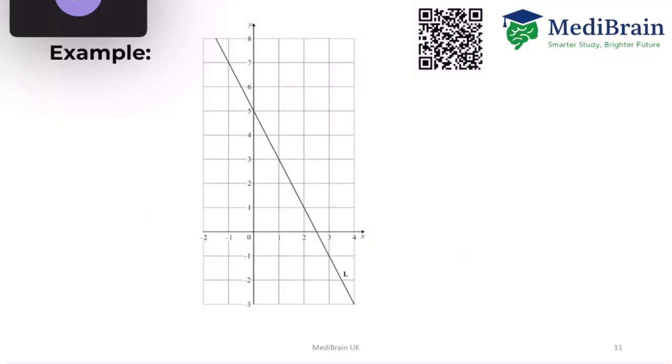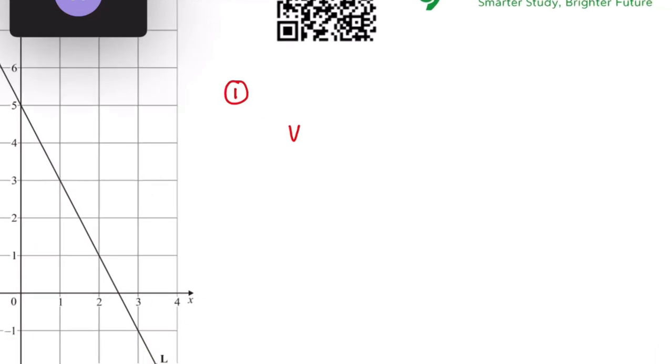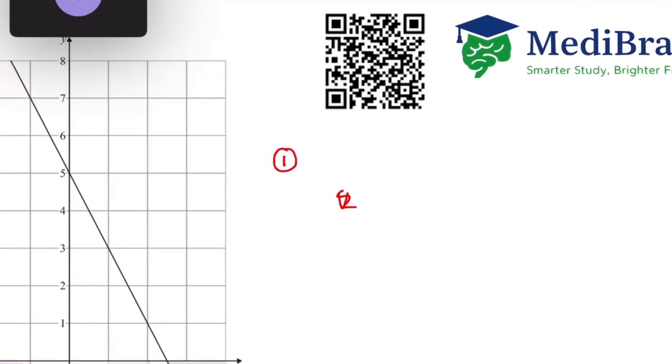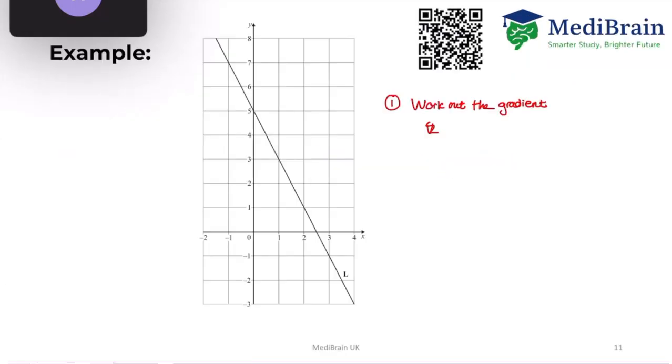Okay, so now, what if we needed to work out the equation of a line from a graph? Okay, you're given a graph and it says work out the equation of a line. Okay, the way that you would do this is step 1, work out the gradient. That's step 1. Okay, so how do you work out the gradient?